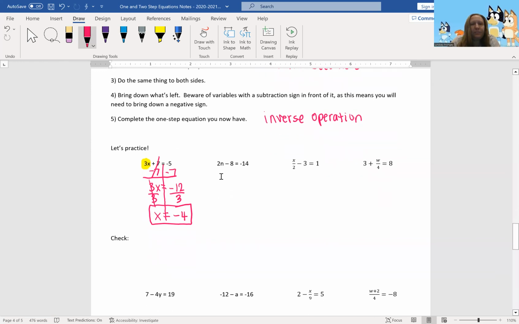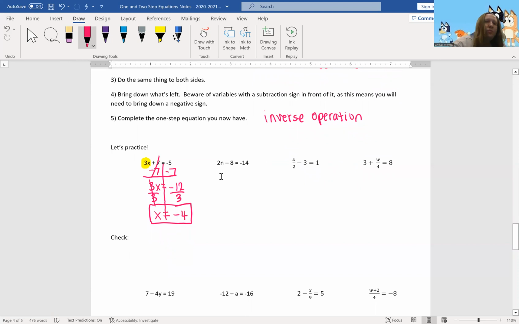For the check, we are going to rewrite the question. We are going to plug in the answer we got. So we think the answer is -4. Because that 3 and that x are squished together, I have to make sure I'm showing that that's being multiplied. And we want to know, does 3 times -4 plus 7 equal -5?